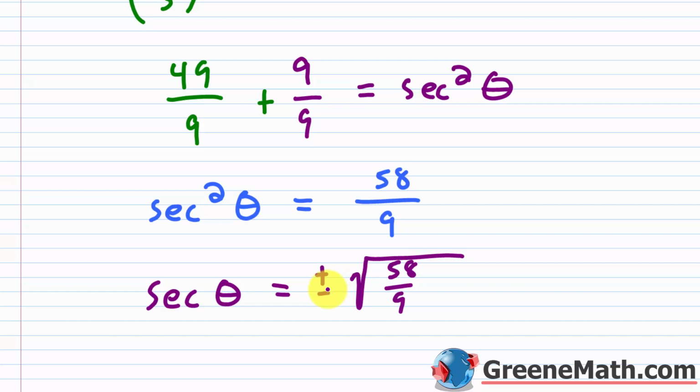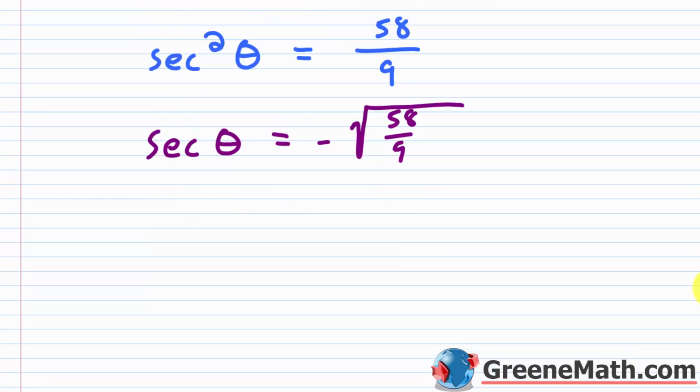In quadrant 3, the secant of theta is going to be negative, so throw out the positive one. You just need the negative. That's all you want. So let's scroll down a little bit, and we'll say the secant of theta is going to be equal to the negative of, this would simplify because the square root of 9 is 3, so I'll say the square root of 58 over 3.